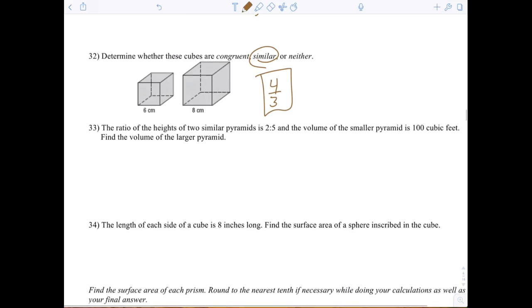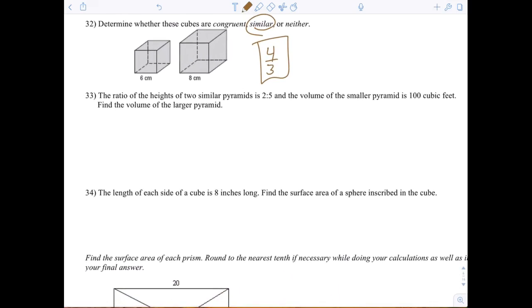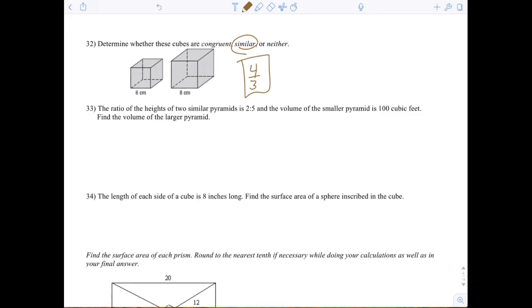So number 33. The ratio of the heights are 2:5, and the volume is 100. Find the volume of the larger pyramid. So what do we got here? The ratio of the volumes would be what? 8 to 125. Right? So we just take 100 and multiply by 125 eighths.